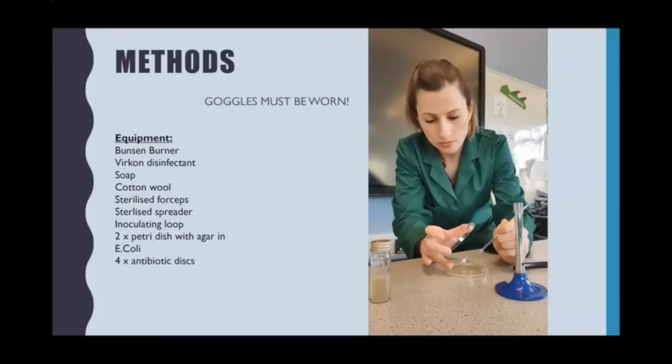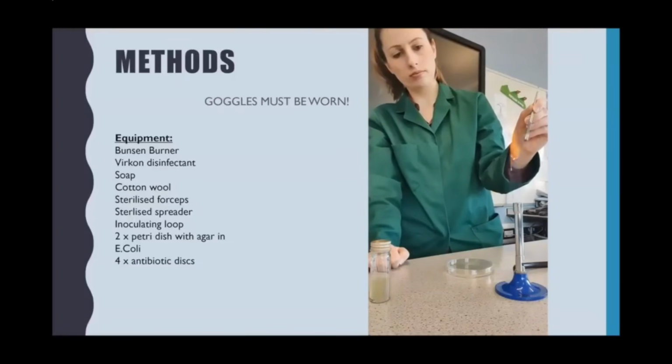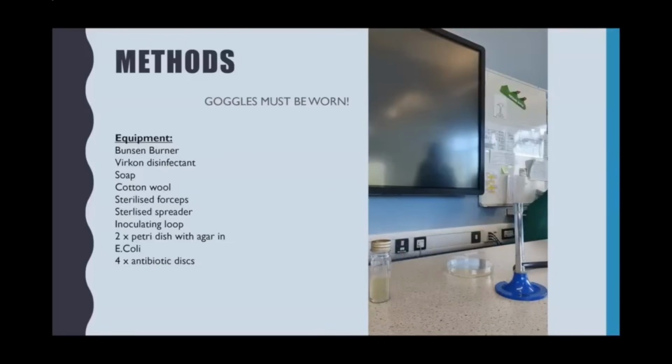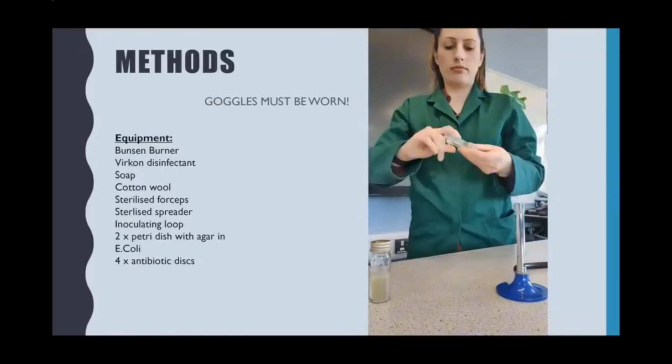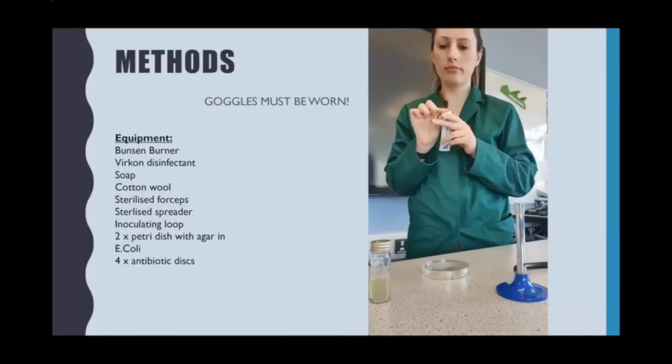Once I'm finished, the lid will go on, and then sterilise the inoculating loop again to kill the E. coli before I then put it onto a surface. Last thing, we need to tape the lid on so that it doesn't fall off. Don't tape it the whole way round though, because you want oxygen to be able to get in.